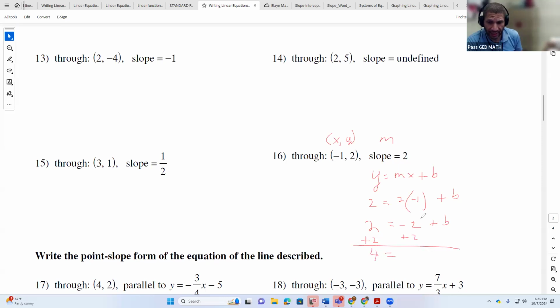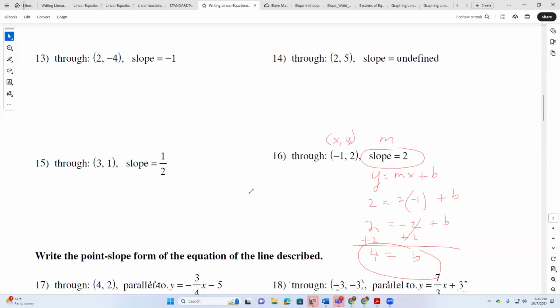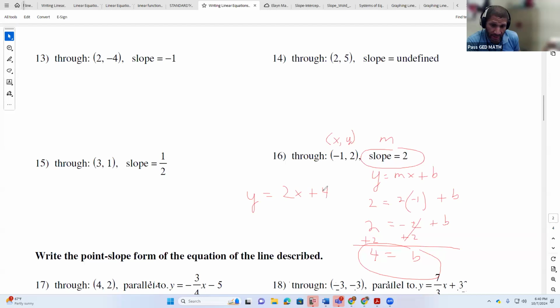We bring down the equal. The 2's cancel. Bring down our b. So our y-intercept is 4. My slope is 2. What's my equation of the line? y equals 2x. Was that right? Yeah, 2x plus 4. There you go. That's it. Not that hard at all.